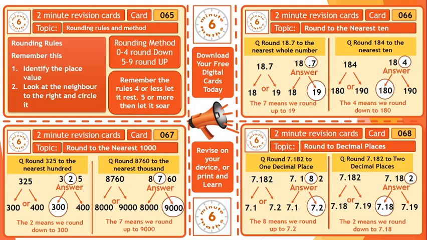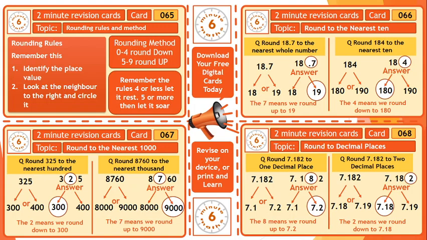So card number 66, the first question is round 18.7 to the nearest whole number. So we've got 18.7, and I always write the two possibilities it can be underneath. So if we're rounding to a whole number, 18.7 can only be 18 or 19. Look at the neighbour to the right. So the neighbour to the right is the 7, and the rule for rounding is 5 to 9 you round up. So that 7 means we round up to 19.